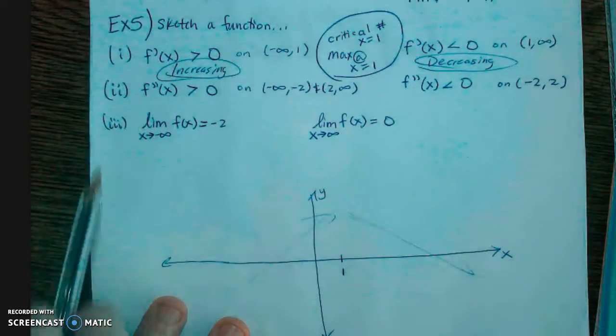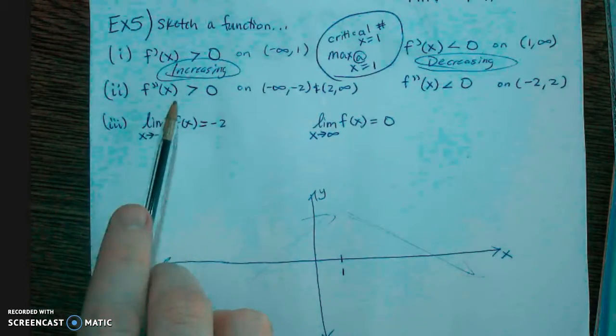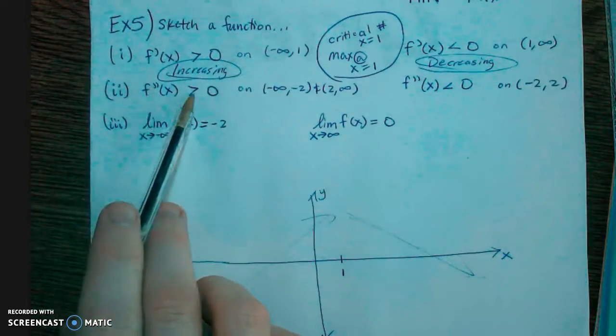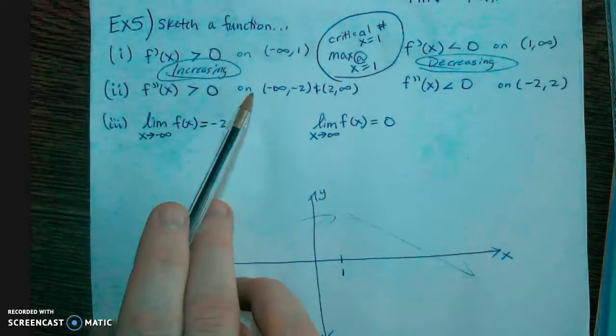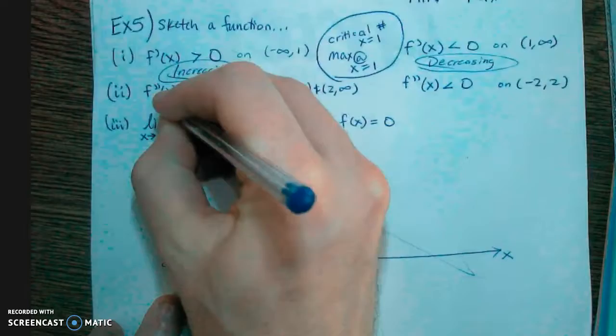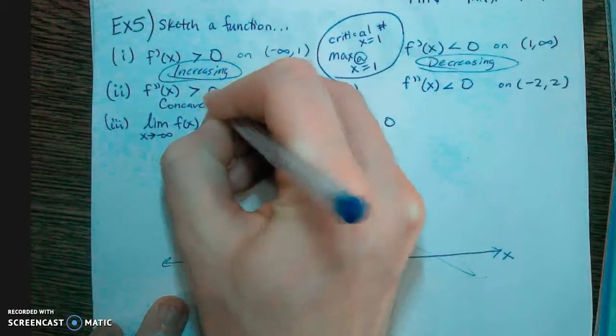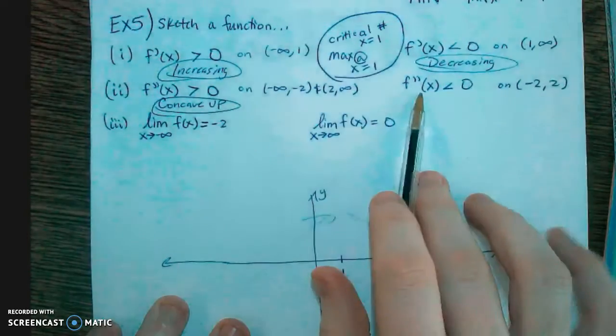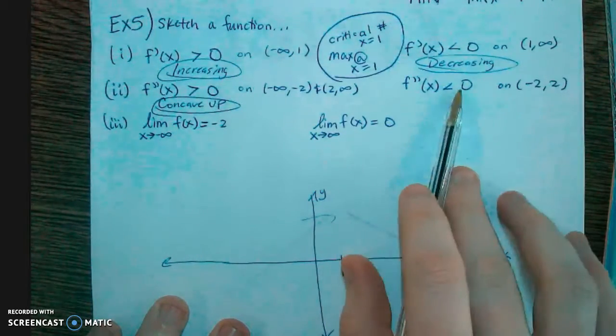Let's look at the second derivative. The second derivative talks to us about concavity. So here the second derivative is greater than 0, so it's positive. So that means it's going to be concave up. And then it changes concavity. It becomes negative on this interval, and that's going to be concave down.